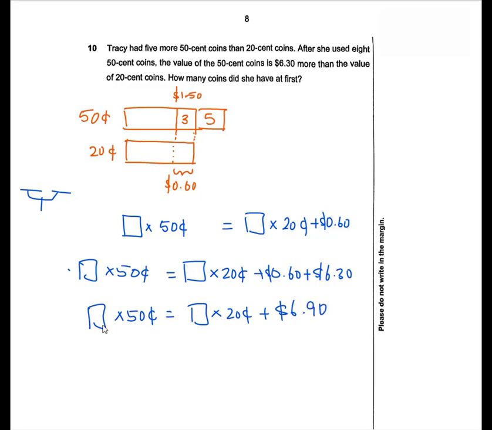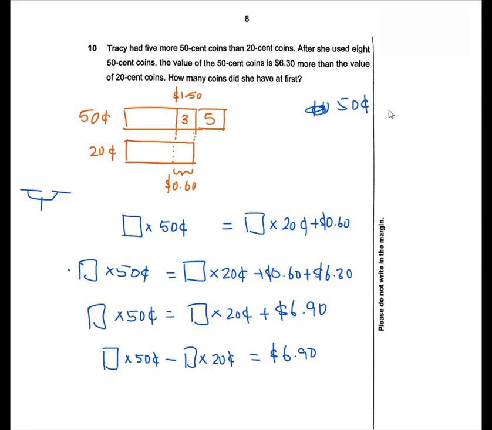But remember, this is the same number of 50 cents and the same number of 20 cents. Now, can I subtract what is the difference between these two? If I take this, that will be that times 50 cents minus that same thing times 20 cents. That is equal to $6.90. It's like, for example, you have 10 50-cent coins, and then you have 10 20-cent coins.